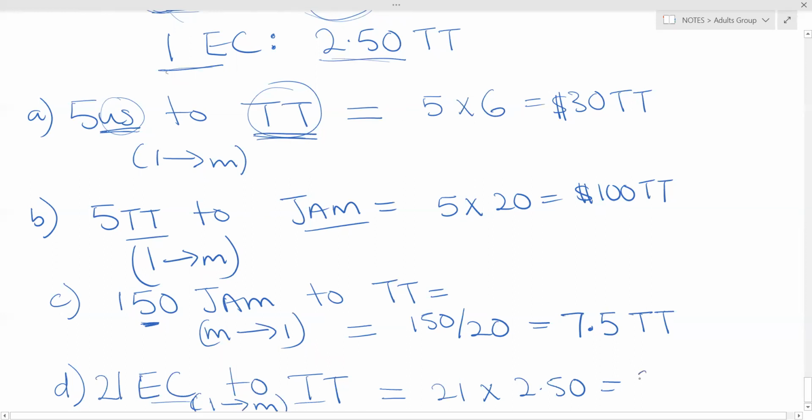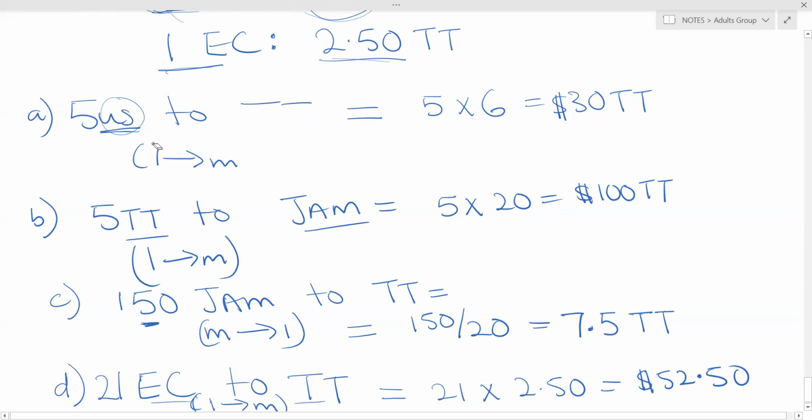Which is $52.50. So you always have to watch the conversion table given in the scenario. Every single one you have to use the conversion table for, because that is what you're using to convert. So every single one you have to go back to that conversion table.